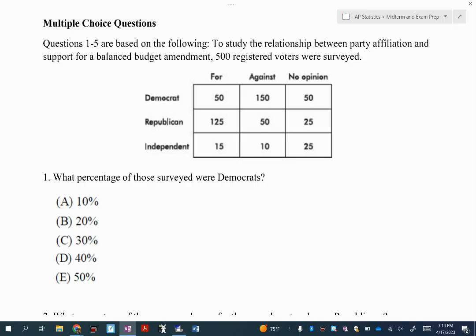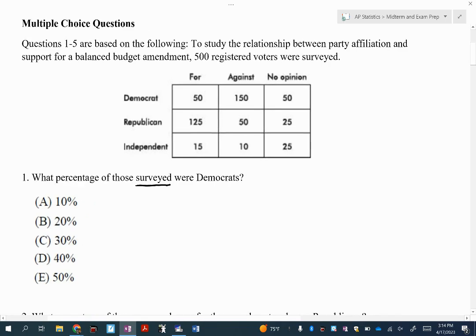All right, so the first one says, what percentage of those surveyed were Democrats? Now, the way I do this is, it says of those surveyed. So the first thing I need to do is, if you'll notice on my table, I don't have any totals. I don't have column totals or row totals. Let's get some totals here. How many total Democrats are there? How many total Republicans? 200. And how many total independents? 50. I always like to confirm. It did tell us the total number here of 500. Does that add up to 500?